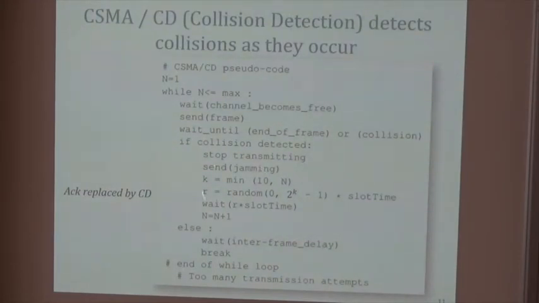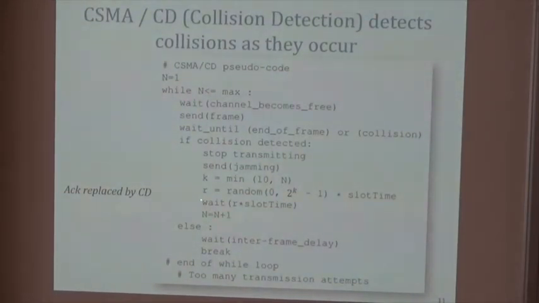So the idea is that if there is a severe collision, you defer more and more. That's a mechanism that we will see in TCP also for congestion avoidance. So this is what is done here. And that's pretty much it.